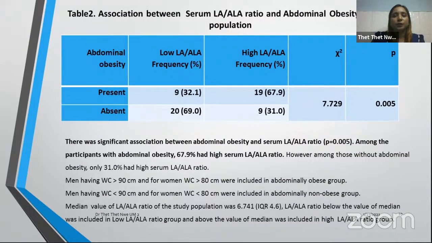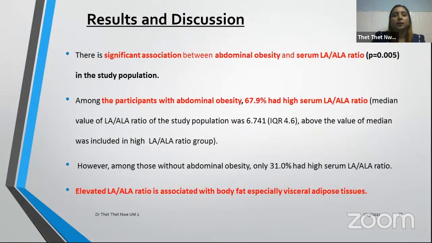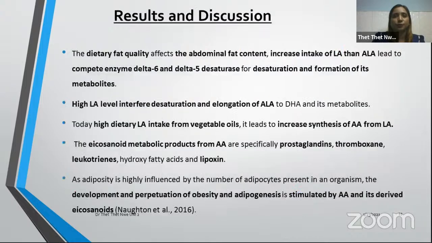This table shows association between serum LA by ALA ratio and abdominal obesity in study population. There was a significant association between abdominal obesity and serum LA by ALA ratio. Among the participants with abdominal obesity, 67.9% had high serum LA by ALA ratio. It could be suggested that elevated LA by ALA ratio is associated with body fat, especially the visceral adipose tissue. The dietary fat quality affect the abdominal fat content.